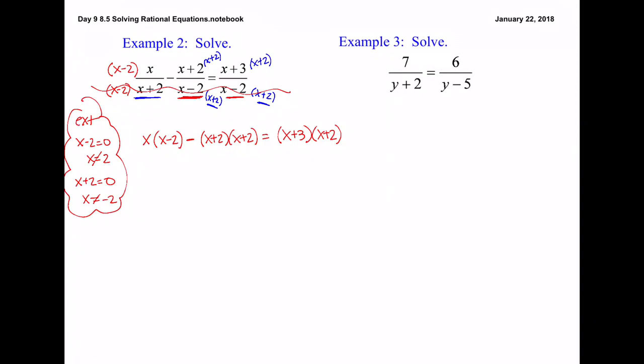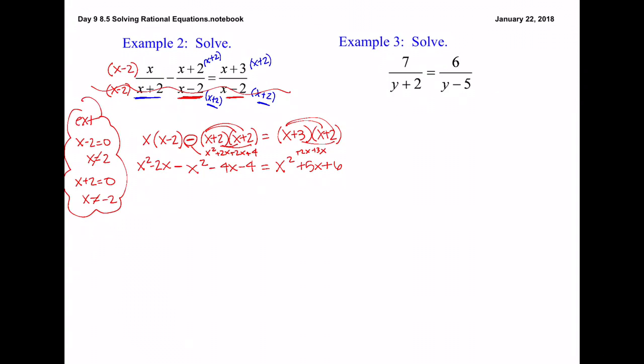x times x minus 2 is x squared minus 2x. x times x is x squared. x times 2 is 2x. x times 2 is 2x. 2 times 2 is 4. When we distribute this negative to all of that, we get negative x squared minus 4x minus 4. And on the right hand side of our equal sign we get x squared plus 2x plus 3x gives us a plus 5x plus 6.